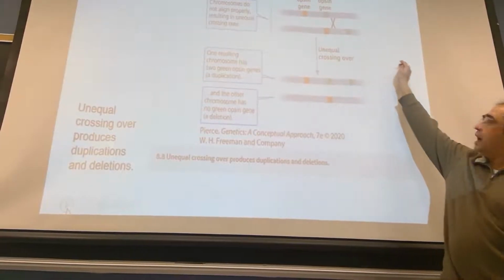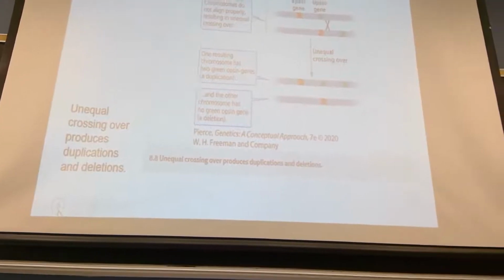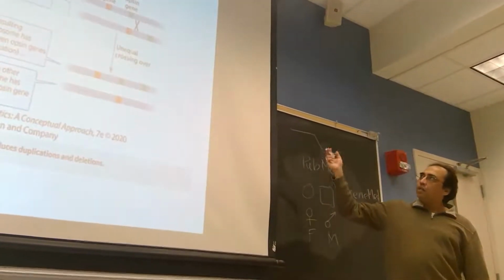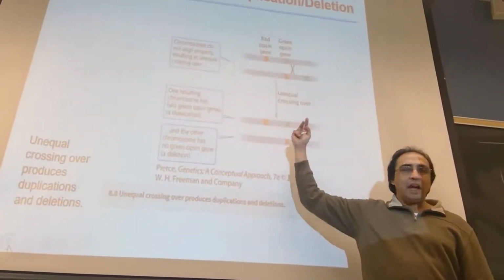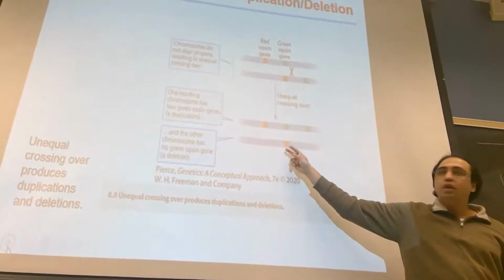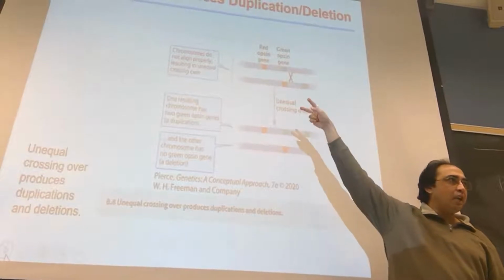Red, green and green. Okay, like this. So in one chromosome, we'll get two green genes, and in one chromosome, there is only one red gene. So there is a duplication of this gene due to unequal crossing over.